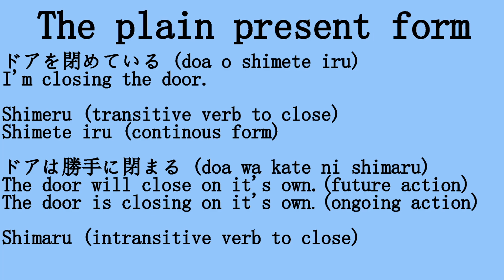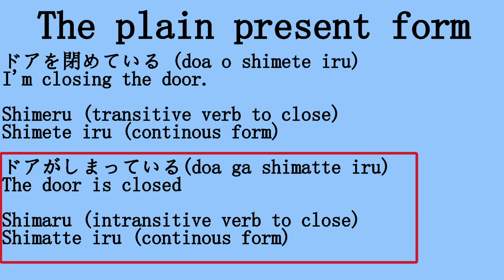The reason is, unlike shimeru, shimaru is actually an intransitive verb for to close, and you use the dictionary form for an action that is in progress. If you want to use the continuous form with an intransitive verb, it looks something like this. Doa ga shimatte iru, which means the door is closed. So you find the door in the state of being closed. The door was closed in the past and is still closed. So you use the continuous form here. Then it's an action from the past that still continues.